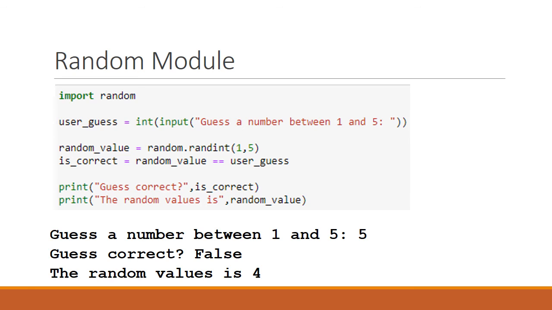So in our example, when we run the function, we ask the user, guess a number between 1 and 5. The user enters the value 5. Then we output guess correct, false. The random value is 4.